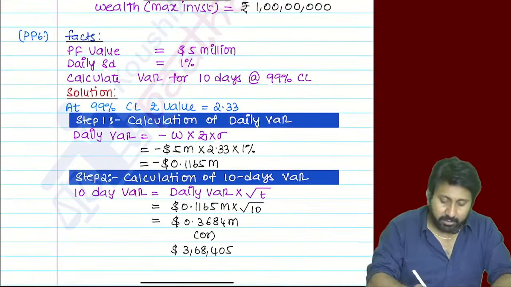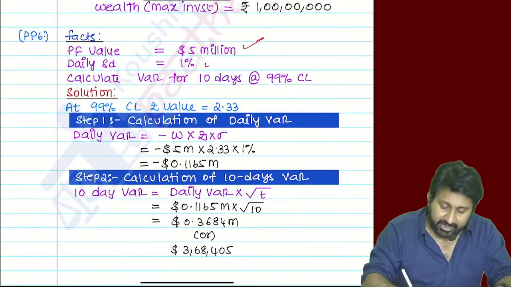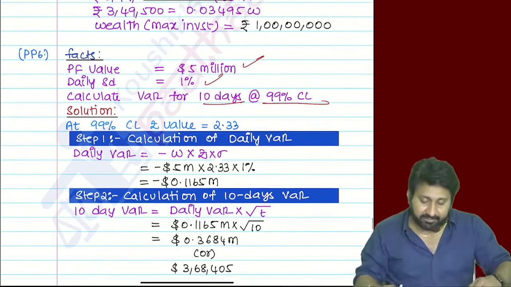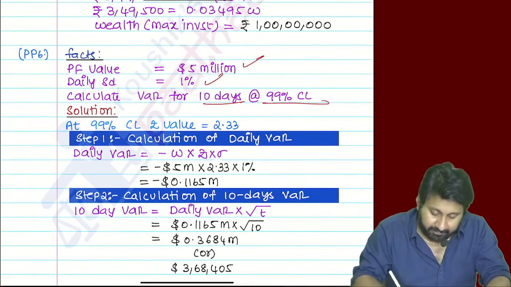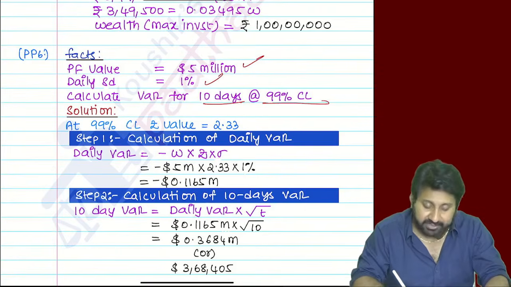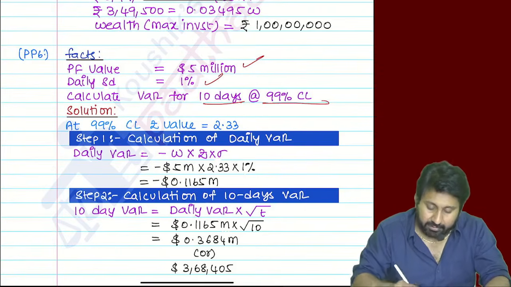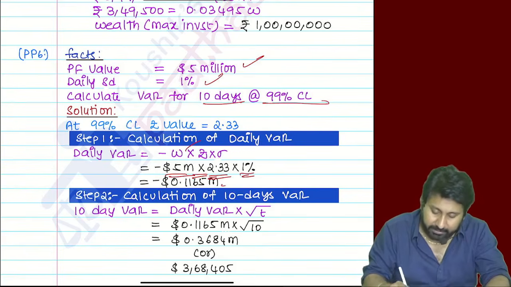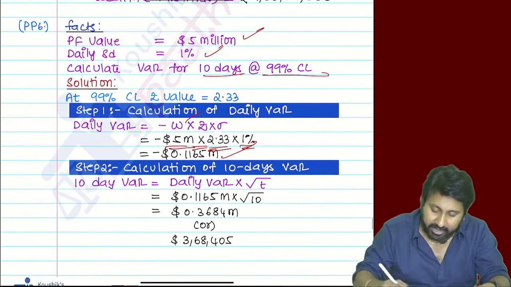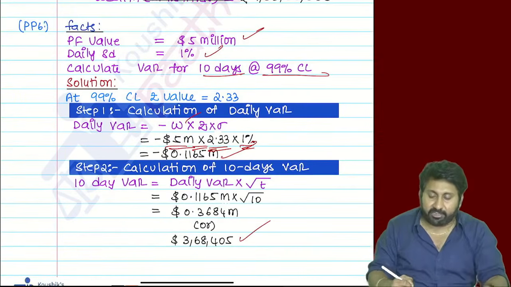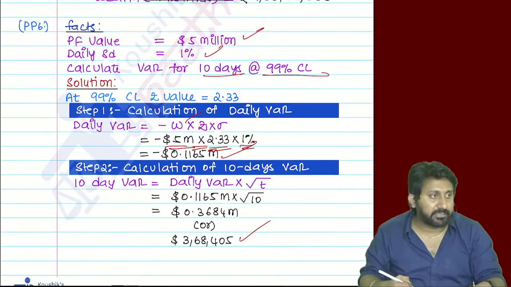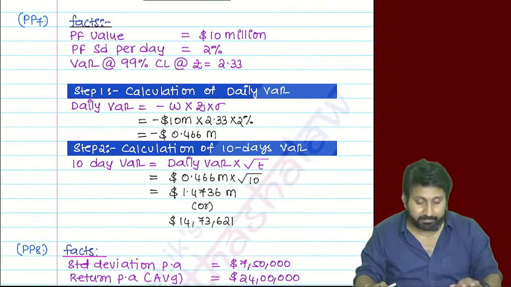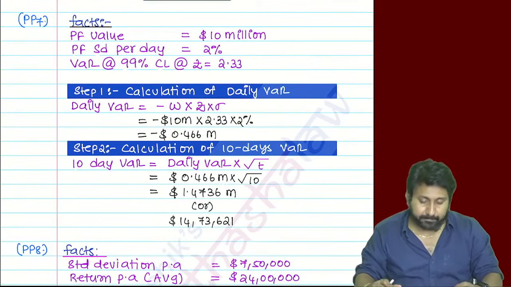See here. Portfolio value $5 million, daily standard deviation 1%. Calculate VaR for 10 days at a 99% confidence level. They have given the portfolio value and the daily standard deviation. VaR means the same: wealth 5 million into Z 2.33 into 1% gives the daily VaR. 10 days VaR means root 10. That is $368,405. The 7th question is also the same concept.